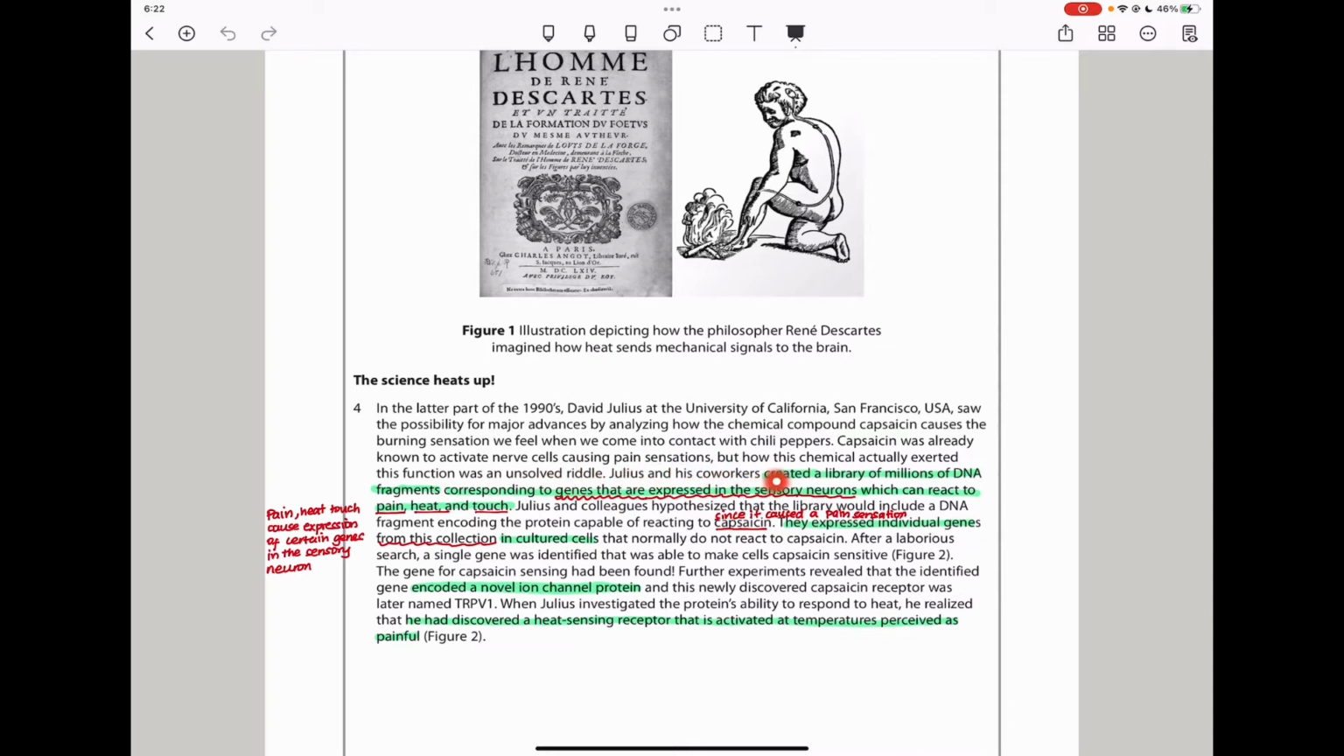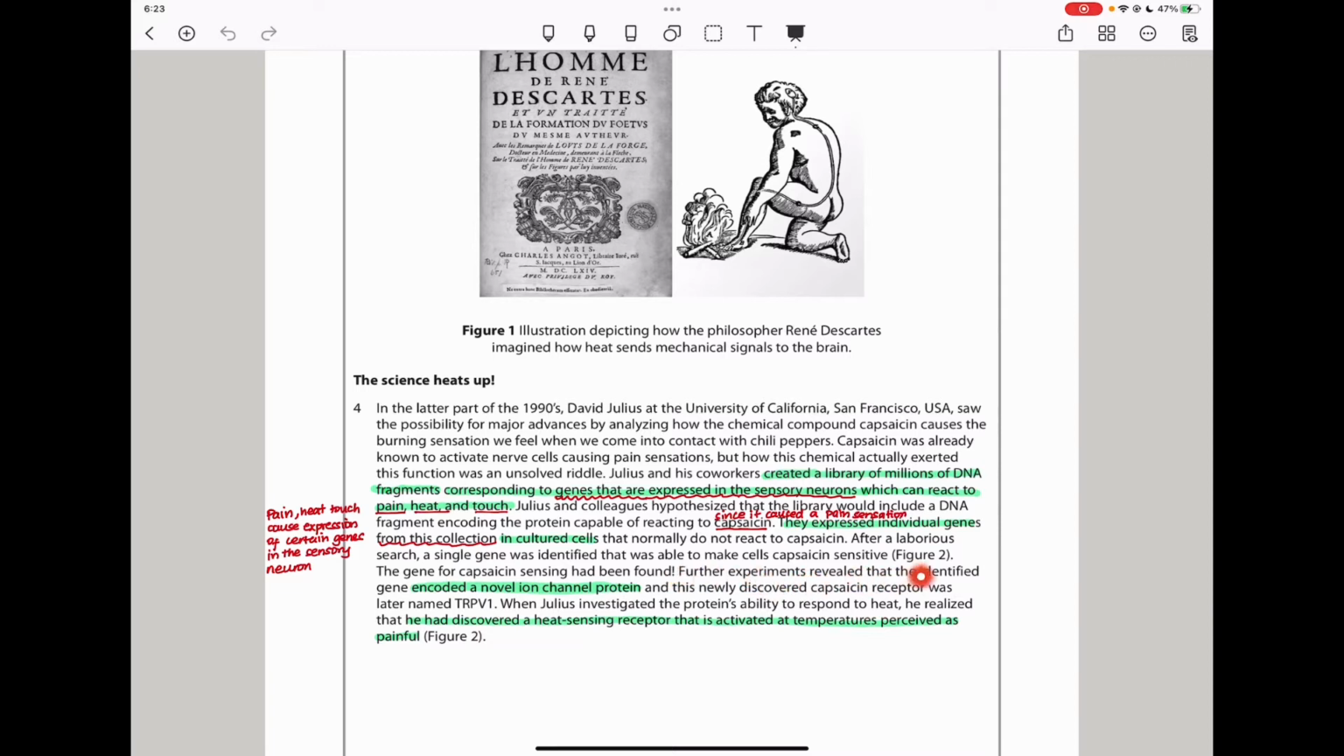Julius and his co-workers created a library of millions of DNA fragments corresponding to genes that are expressed in the sensory neuron, which can react to pain, heat, and touch. Julius and colleagues hypothesized that the library would include a DNA fragment encoding for the protein capable of reacting to capsaicin. They expressed individual genes from this collection in cultured cells that normally do not react to capsaicin. After a laborious search, a single gene was identified that was able to make cells capsaicin sensitive. We're going to see in figure 2. The gene for the capsaicin sensing had been found.